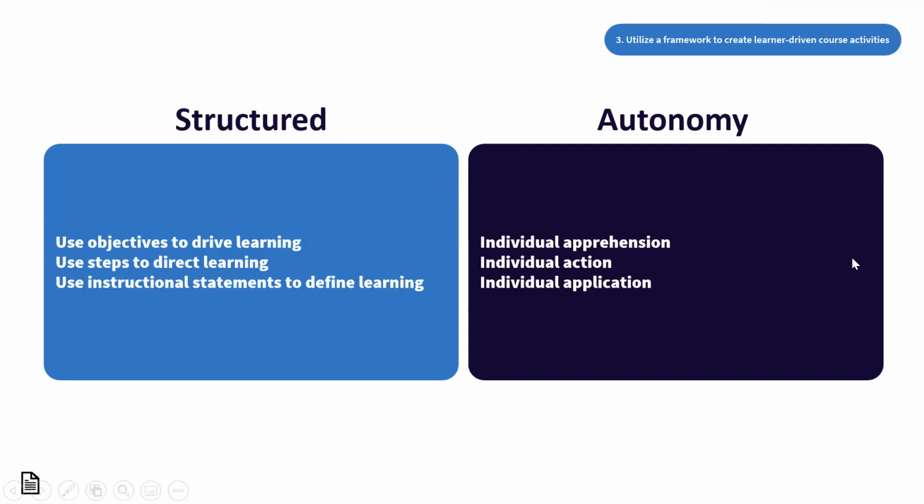Structured autonomy. So we have structure on the one hand and we have autonomy on the other hand. And we're going to look at an example of this. In structure, we're going to use objectives to drive learning. We're going to use steps to direct learning and instructional statements to define learning.